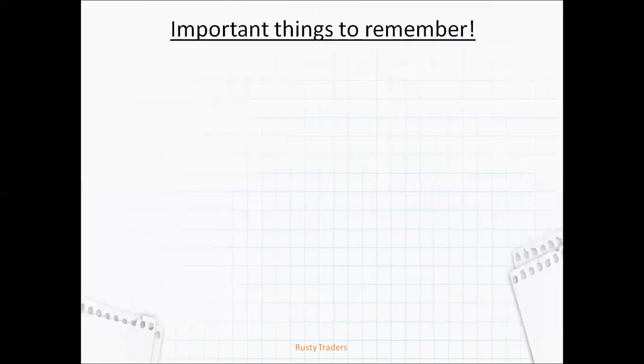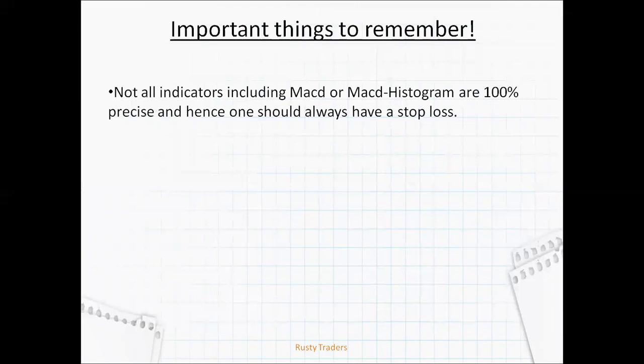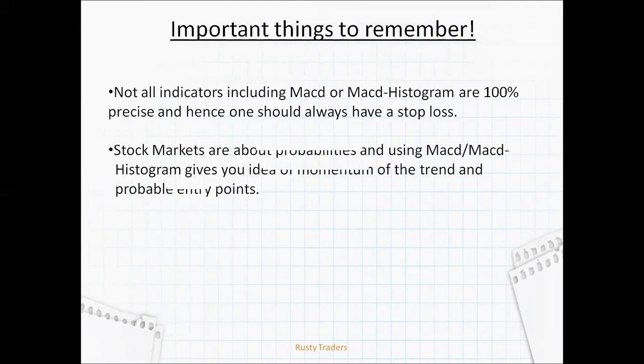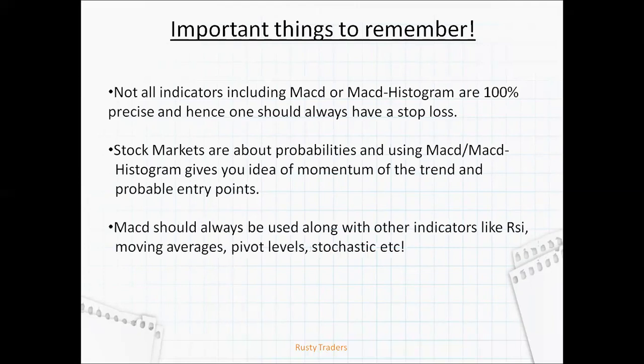So with that, important things to remember: not all indicators, including MACD or MACD histogram, are 100% precise. You should always put stop losses. We are reiterating again, stock markets are all about probabilities, and using MACD and MACD histogram gives you an idea of the momentum of the trend and probable entry points. Exits, you have to decide based on the kind of trader or investor you are. MACD should always be used along with other indicators like the RSI, the moving averages, pivot levels, stochastic, CPR, as I've told. Never use it alone.